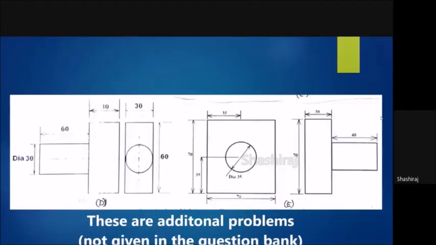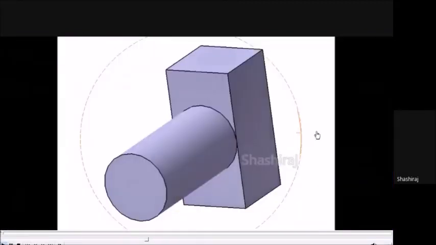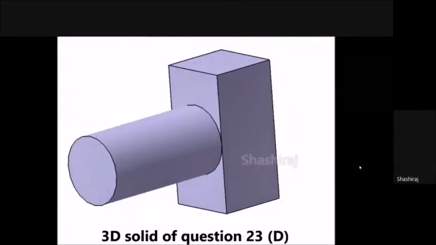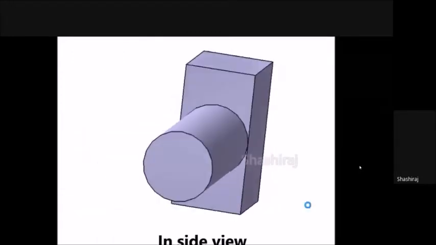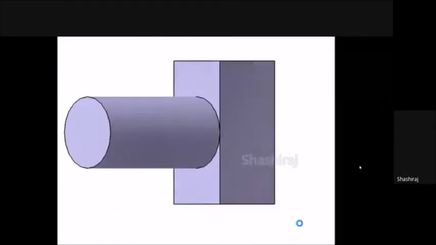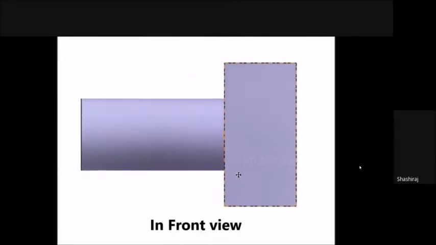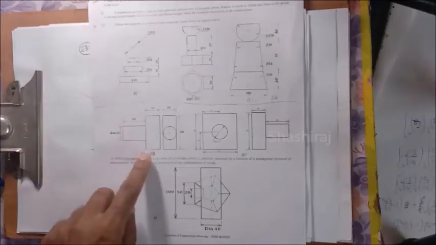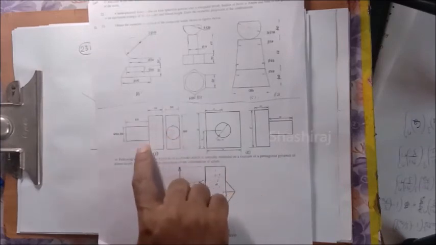The two views of the object, front view and side view, are given in the sketch. We have to imagine the solid and we have to construct the isometric for this. Just see, it is like this. In 3D, that object is like this. See, this is how the side view looks, and this is how the front view is. The cylindrical face is seen as a rectangle in the front view. This is the isometric view, question number 23D. So this is the side view, this is the front view.